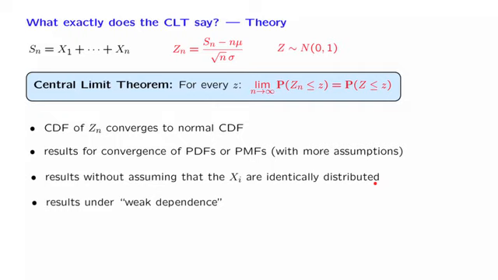There are versions of the central limit theorem that are valid when we have just weak dependence. That is, nearby X's may be dependent, but if you compare X5 with X of 1 million, then these two random variables are essentially independent. In those cases, we can still apply a suitable version of the central limit theorem.